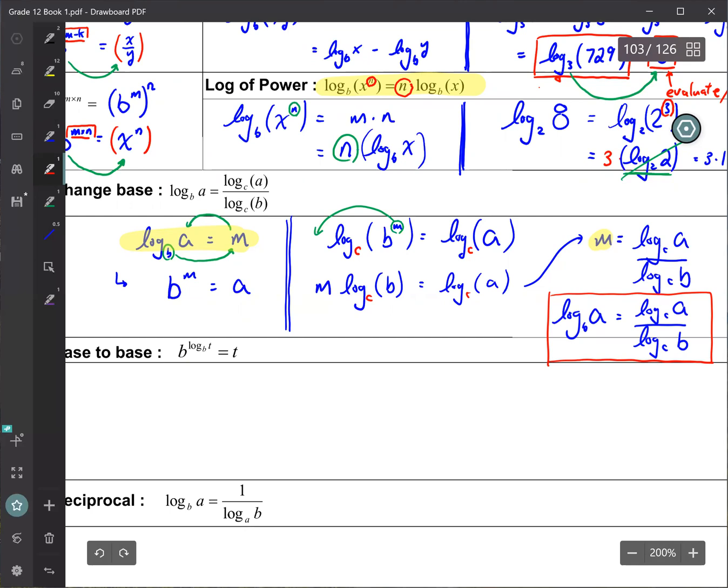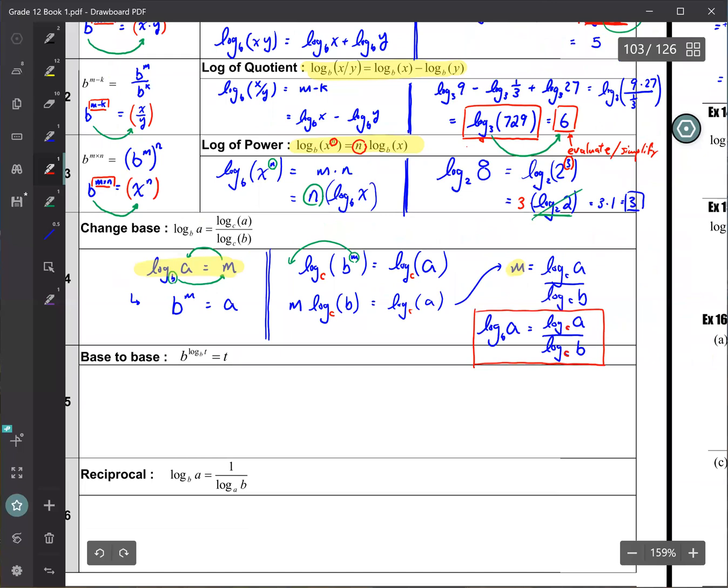So the base c is the new base that you want to choose. You can use any base you want, right? And just remember the a goes to the numerator and b goes to the denominator, okay? And then you can choose any base you like, all right? So for example, you can put it down here.